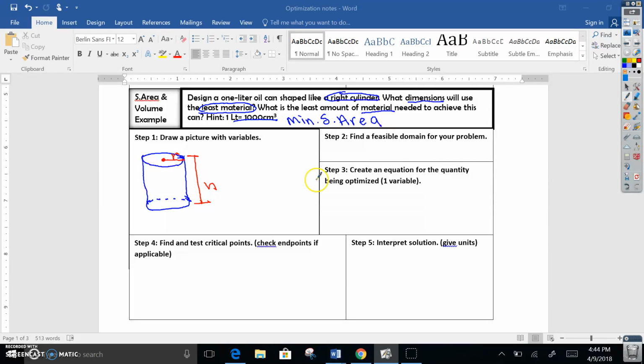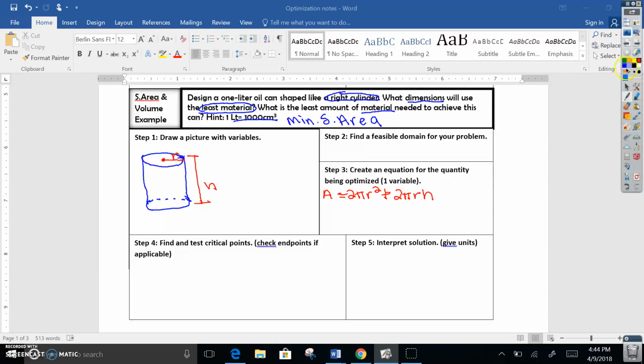Since we are minimizing area, you can look up the surface area of a cylinder. But basically, I'm just going to put A for area, is going to be 2 pi r squared, which is the top and the bottom. And then we have to add the lateral area, the side here, which is 2 pi rh.